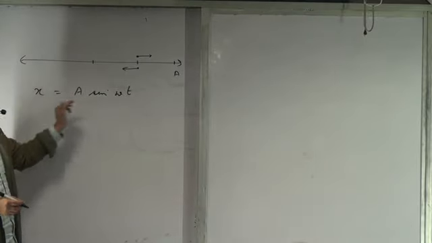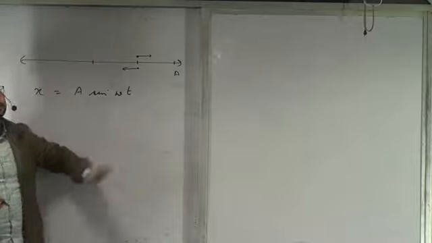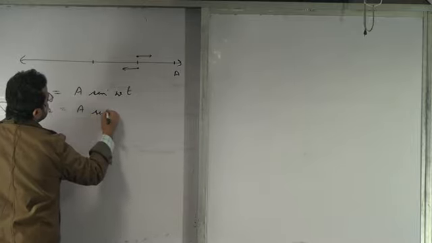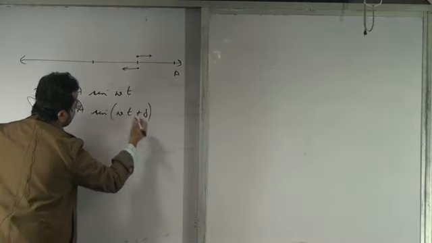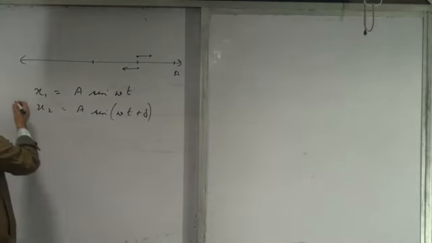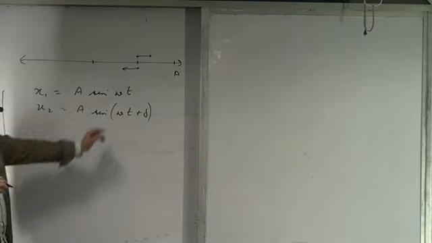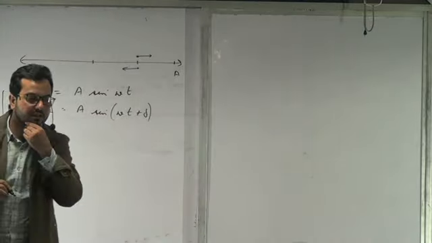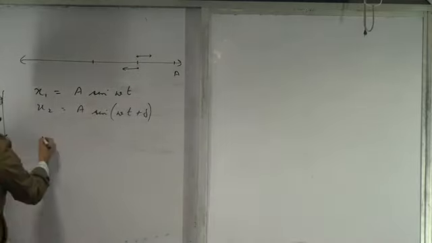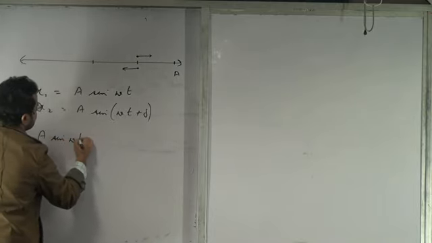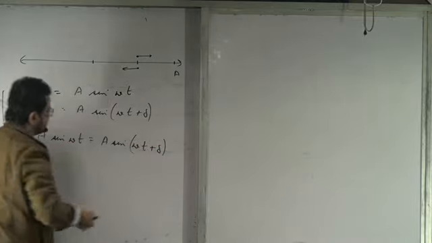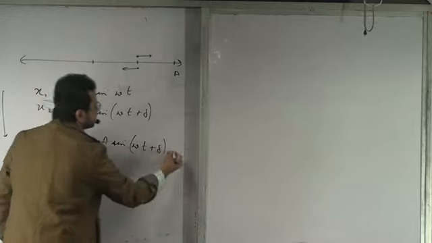See, first let's assume the equation of the first one as a sine omega t. Okay, and let's assume the equation for the second one as a sine omega t plus delta. So what is the phase difference between these two particles? It's delta, and that is what we need to find out. Okay, so first of all, what do we know? We know that at time t, the position of the particles is the same. That means a sine omega t should be equal to a sine omega t plus delta. That is equation number 1.